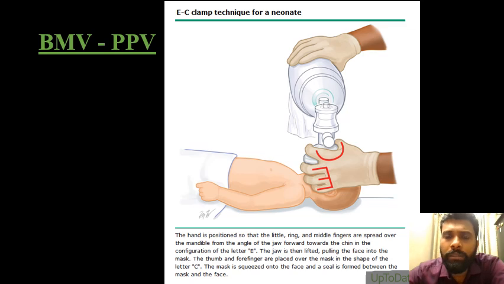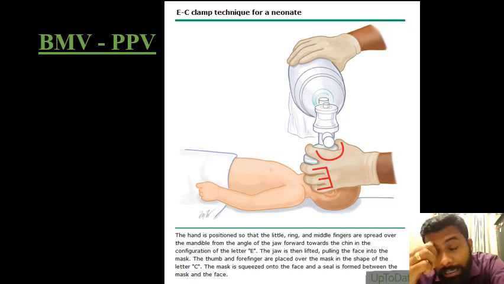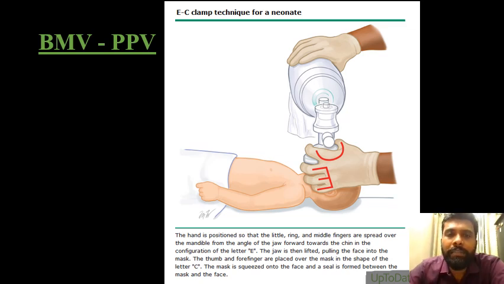that is plain room air, 21% oxygen. And only one condition is there as the absolute contraindication for bag and mask ventilation, that is CDH. CDH means congenital diaphragmatic hernia. Here if we do bagging, the air can enter the intestine and dilate it, which can further compress the lungs and worsen the already existing respiratory distress.